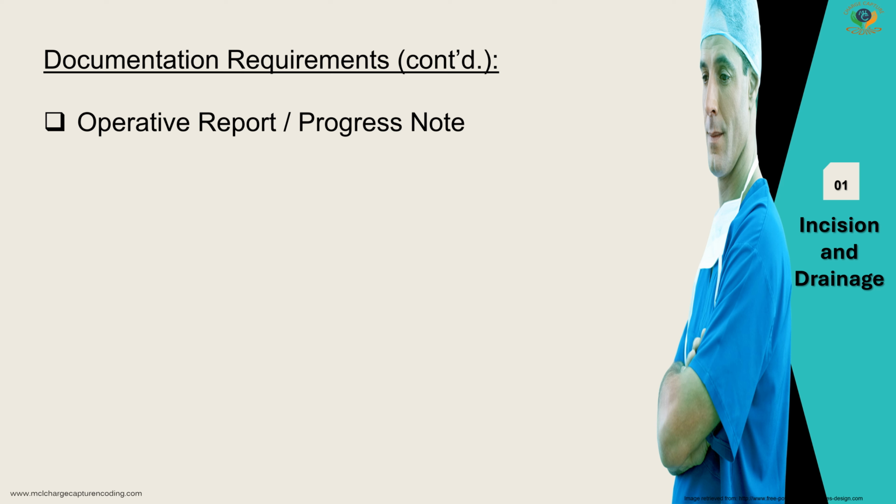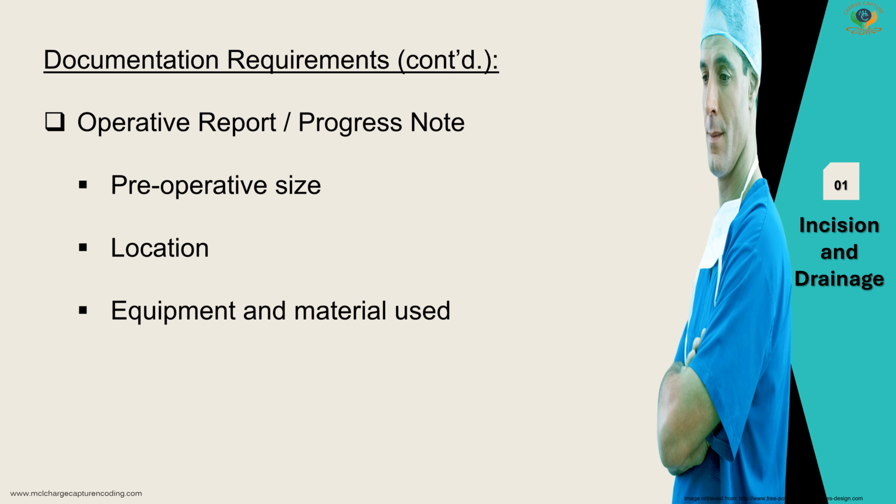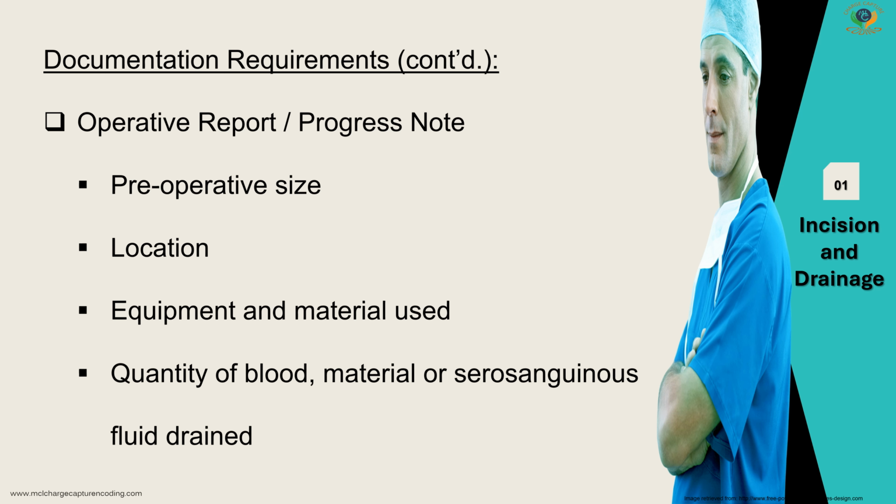About the progress notes. Remember to look out for the following information in your physician's progress notes or operative report: the preoperative size of the abscess, the location of the abscess, the equipment and material used by your physician during the procedure, and the description, such as in quantity, whether the blood is 1 cc or 6 cc of blood, and the quality of the fluid drained. Like it may be stated, for example, that the quality was serous or serosanguinous or malodorous.